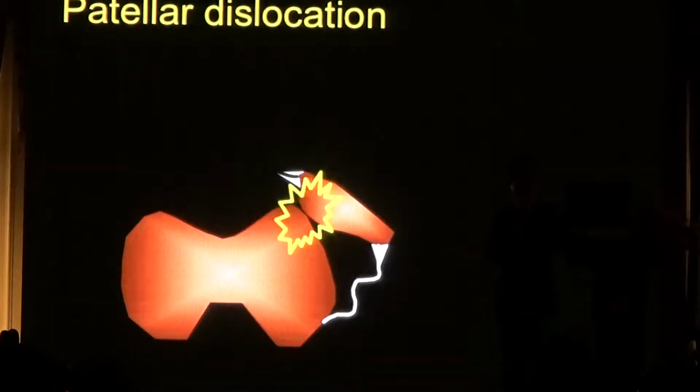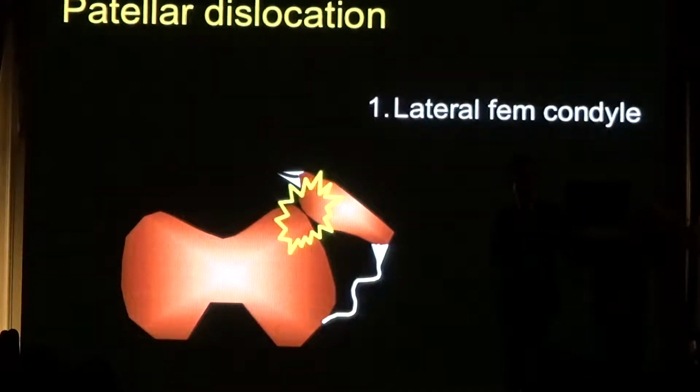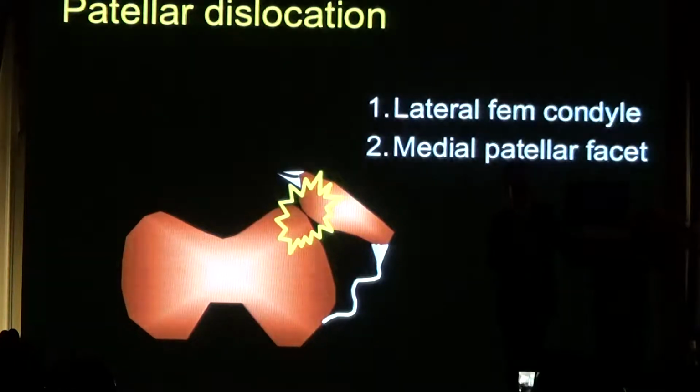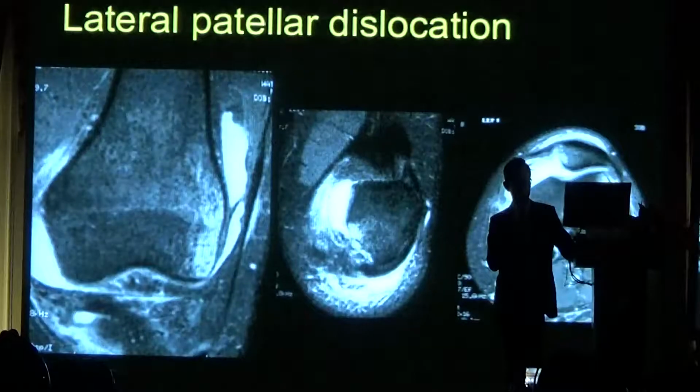What about patellar dislocation? This is often a diagnosis that is missed by the clinician, and also the patient is not aware of the dislocation. And you see that the injury occurs in three main places: the lateral femoral condyle, the medial patellar facet, and then you also have a torn medial retinaculum.